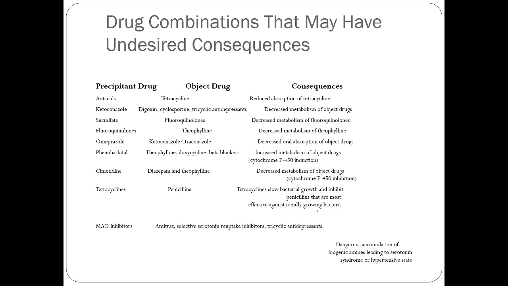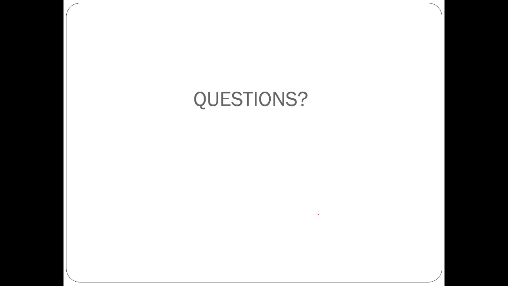Tetracyclines will slow bacterial growth and inhibit penicillins that are most effective against rapidly growing bacteria. MAO inhibitors affect a lot of object drugs. It leads to the dangerous accumulation of amitraz, selective serotonin reuptake inhibitors, tricyclic antidepressants. So it leads to serotonin syndrome or a hypertensive state.